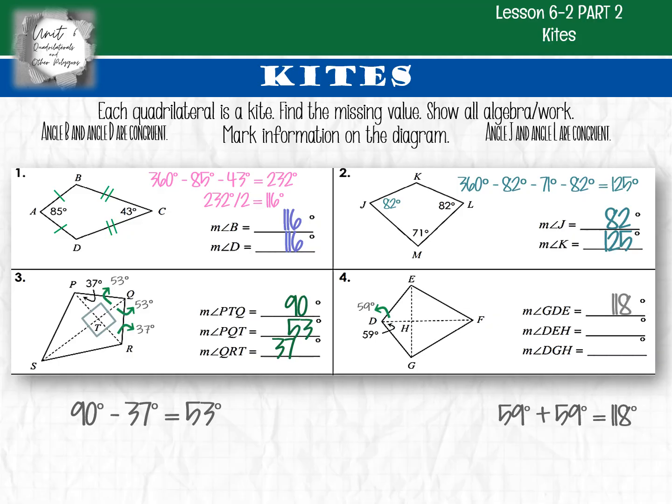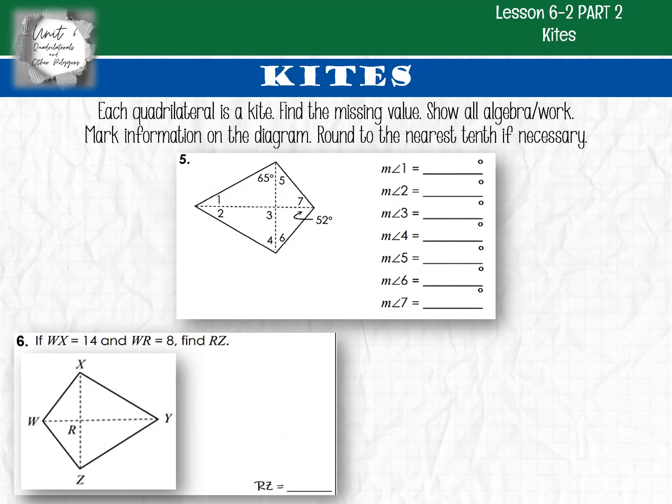Measure of angle DEH and DGH. Those are going to be congruent, and they are acute angles of a right triangle. So 90 minus 59 is 31, and that's the measure of the last two angles.